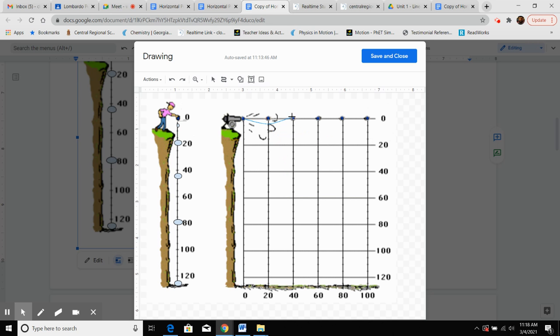At 2 seconds, our vertical displacement would be negative 20. So I'm at second number two. I'm going to go down to 20, and I'm going to make a click here.